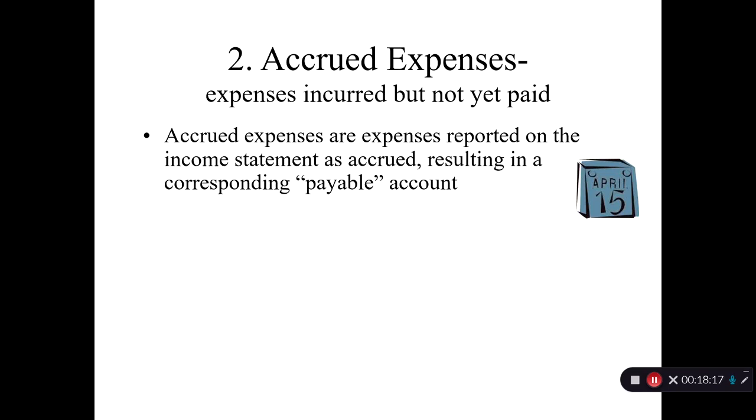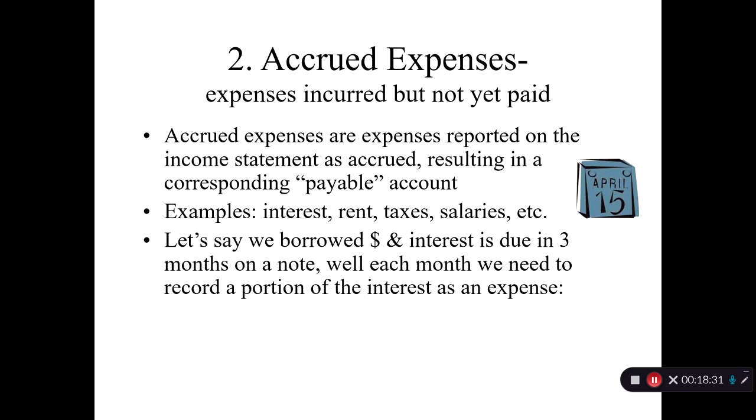Okay, so the second group of categories are my accrued expenses. These are expenses incurred but not yet paid. Okay, so we have incurred them, but we haven't paid them. Accrued expenses are expenses reported on the income statement as accrued, resulting in a corresponding payable account. So that would be your corresponding balance sheet account. So examples include interest, rent, taxes, salaries, etc.